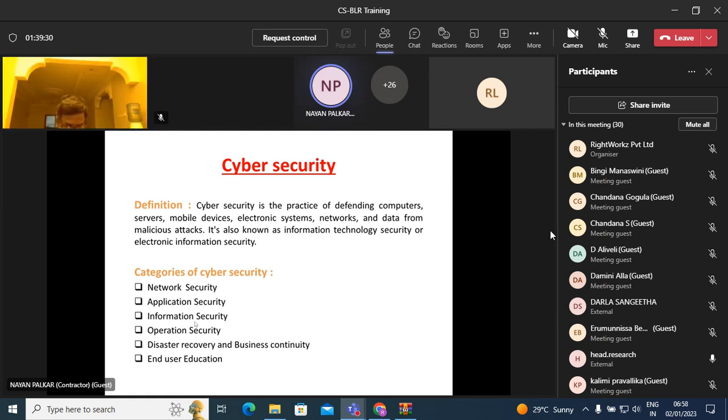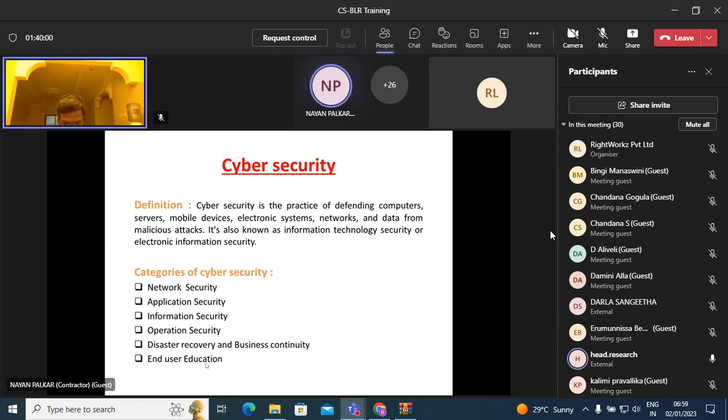person only. Then the operation security tells us that the operations which are going through the networks should be secured ones. Then the disaster recovery and business continuity tells us that a particular organization should have a backup policy if any attacks happen to the data.